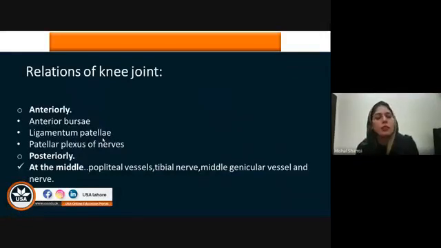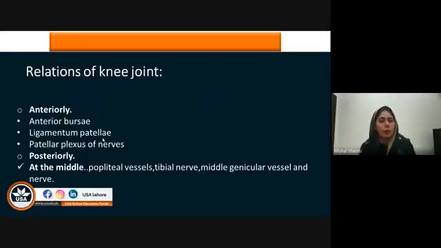Next, we move forward toward the relations of the knee joint. Before studying the relations of the knee joint, it is necessary that you have a Netter atlas before you. If you open the atlas, it's very easy to learn and understand the relations of the joint. What structures are present on the anterior, posterior, medial, and lateral side of the joint? On the anterior side, there are the anterior bursas, ligamentum patellae, and the patellar plexus of nerves.